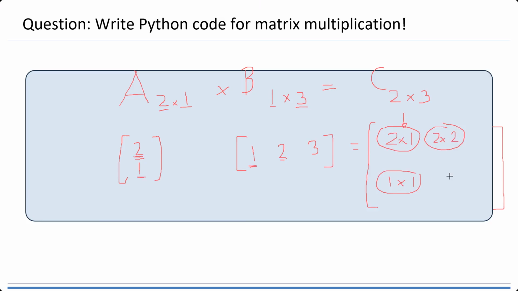And then for this position, it is 1 multiplied. And for this position, it is 2 multiplied by 3. And for this position, it is 1 multiplied by 3.